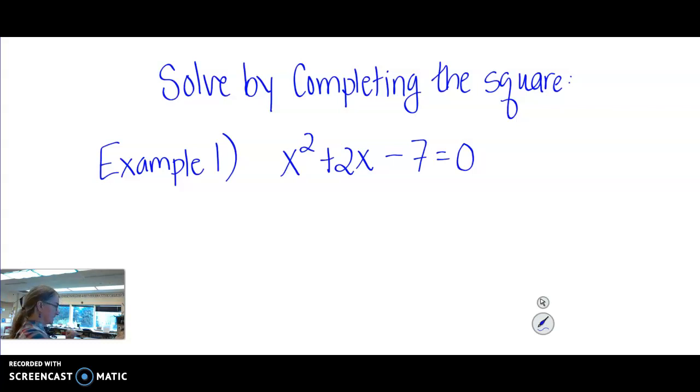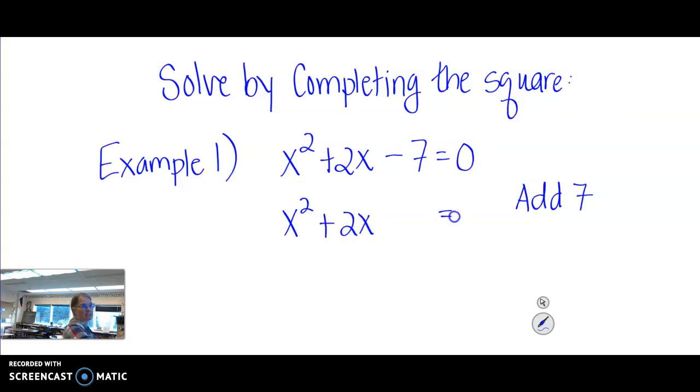Okay, so for this first example, we want to get the x terms. We're going to isolate the x terms, so we're going to add 7 to both sides. So on the left side over here, if I add 7 to -7, it's going to be adding to 0. And if I add 7 to 0, I get 7. Then the next thing we're going to do is complete the square. So I want you to think to yourself what you would have to add here. And you have to do the same thing to the other side as well.